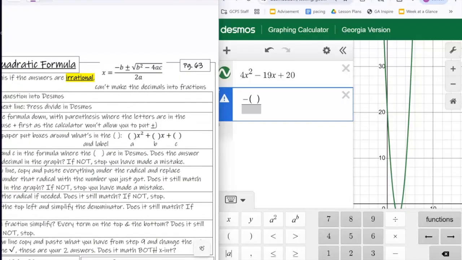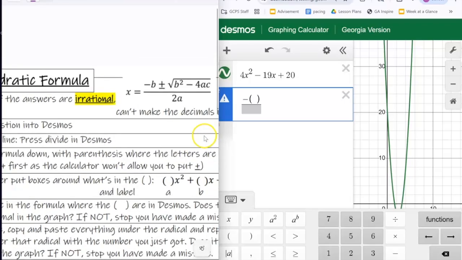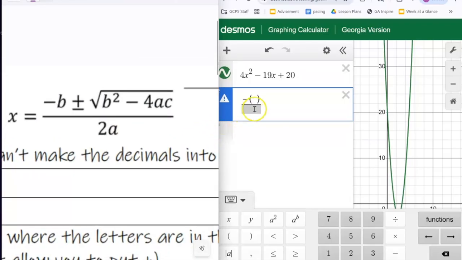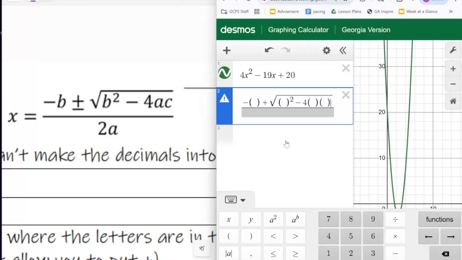So let's see what it says. Use plus as the calculator won't allow you to put plus and minus. Okay, so first I'll use plus, and of course I'll use minus after the fact. So plus square root. So we're going to go ahead and type in square root. All right, then B is a letter. So again, parentheses, squared or shift 6. Minus 4 is a number. Then A is a parentheses. Then C is a parentheses.